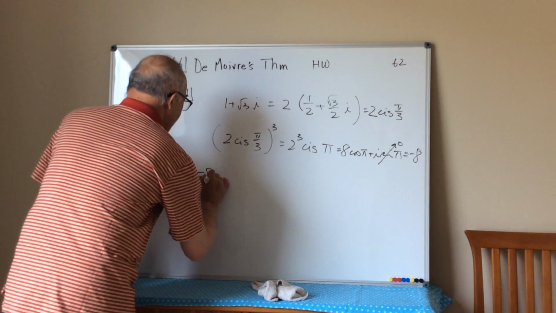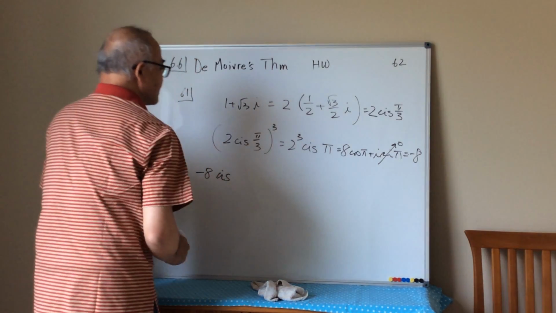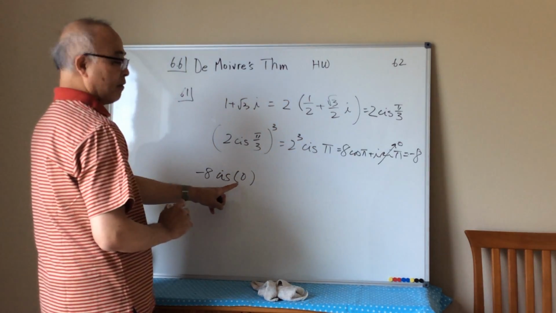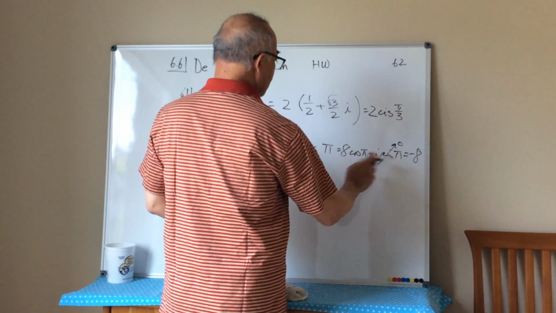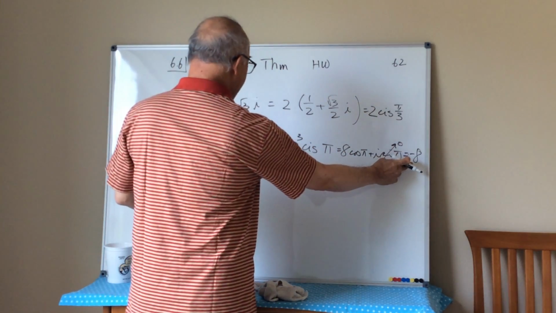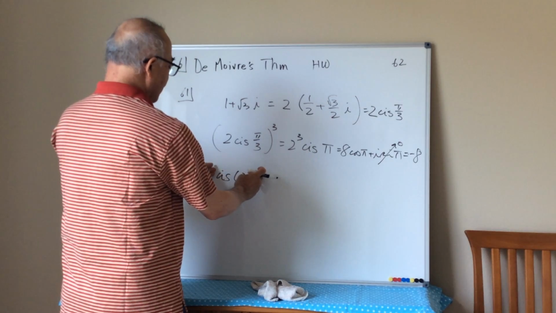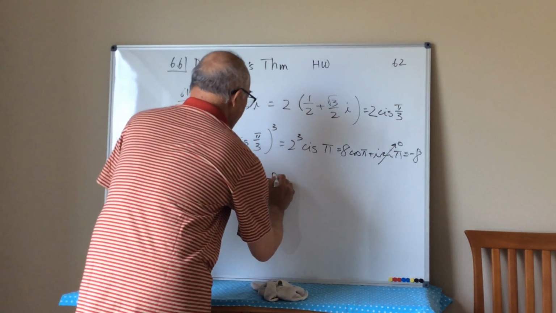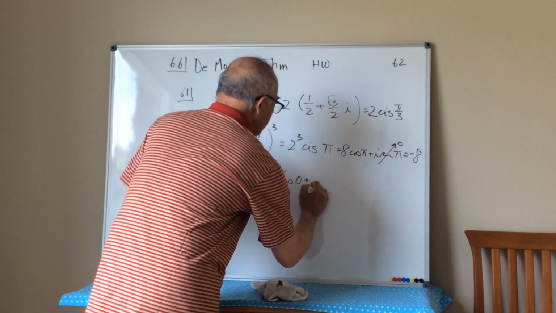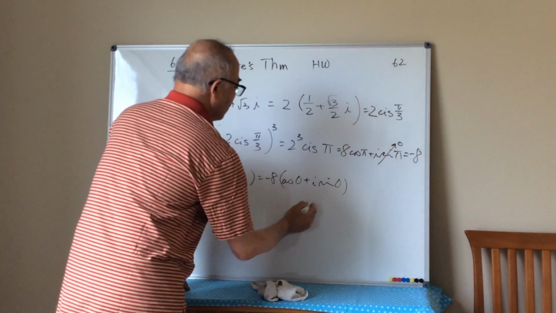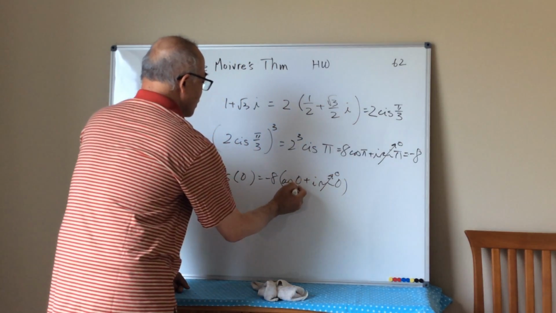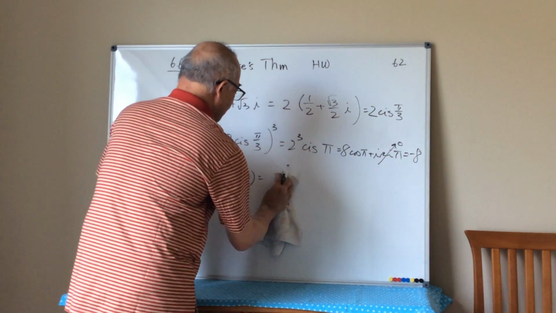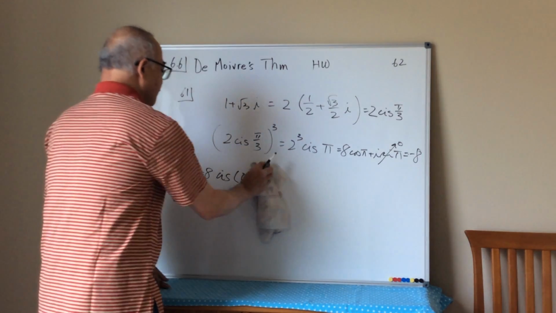So I have negative 8 cis 0, because the modulus has to be 1 since I have the negative 8 out here. It's negative 8 cosine 0 plus i sine 0. Again, sine goes to 0, cosine is 1, so all I have left is negative 8. So this is the correct expression.